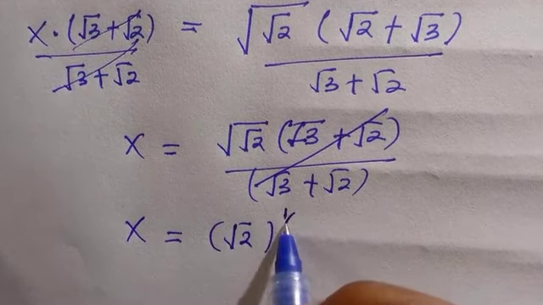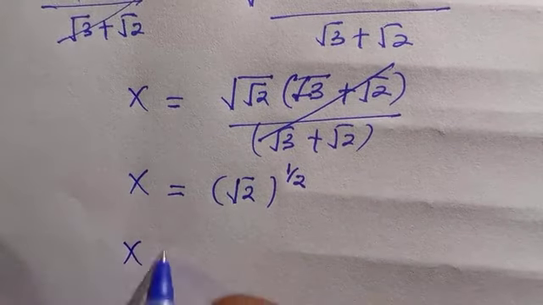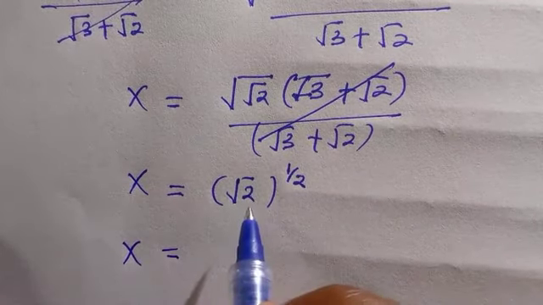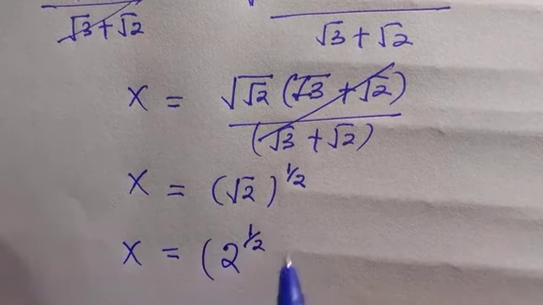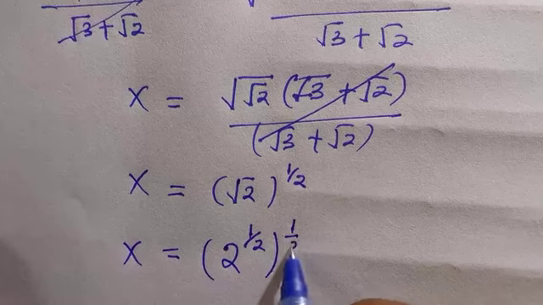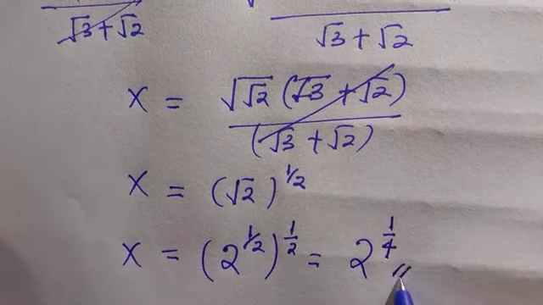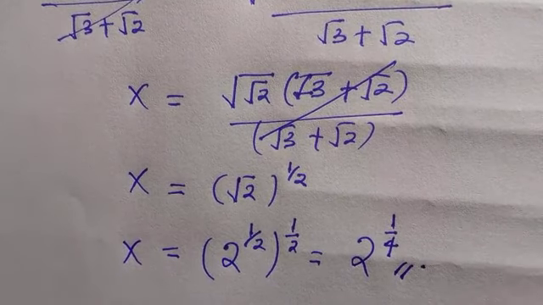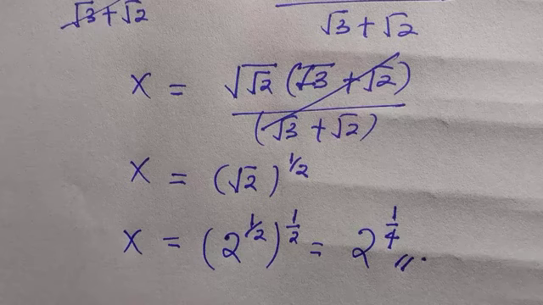And the first root here, I can change it to the power 1 over 2 on the root 2. And again, we can have this as 2 raised to power 1 over 2 as well, which is the value of root. Then all raised to power 1 over 2. So the whole of this is 2 raised to power 1 divided by 4. And we are done with the answer. So the value of x is 2 raised to power 1 over 4. So this is how to solve this problem.